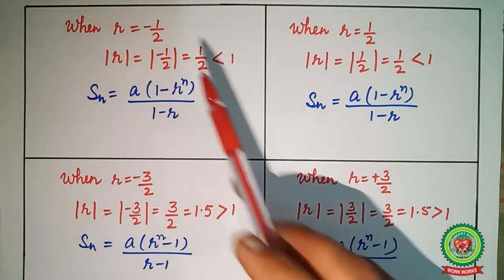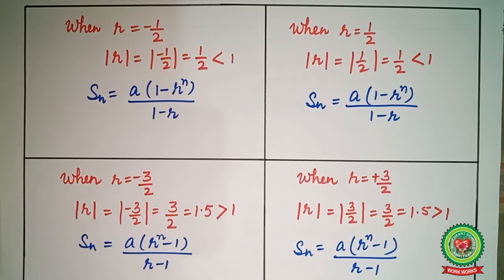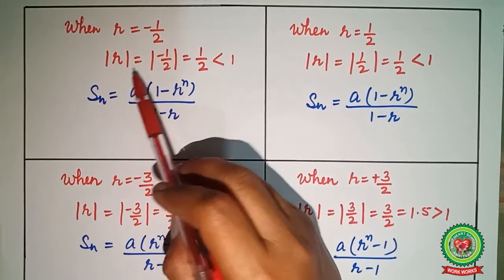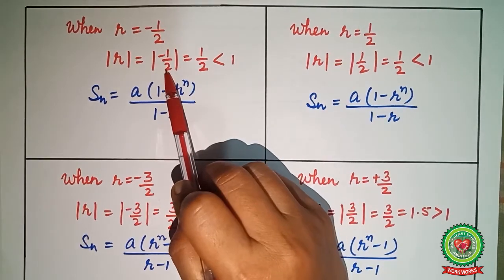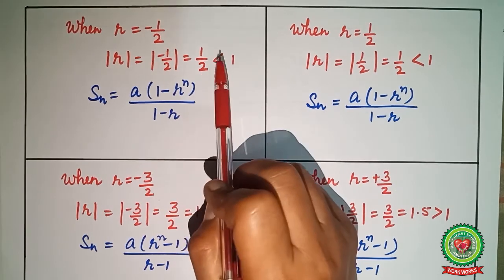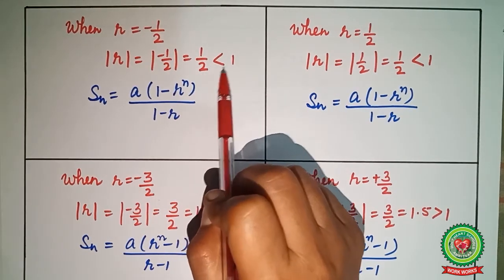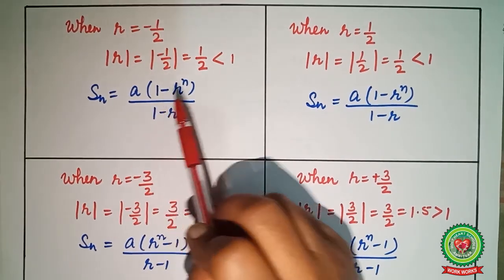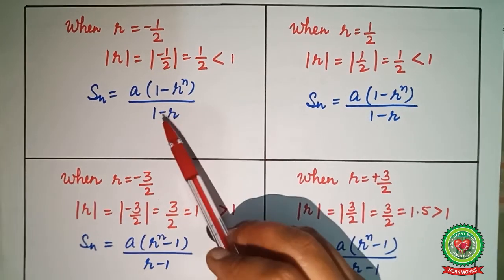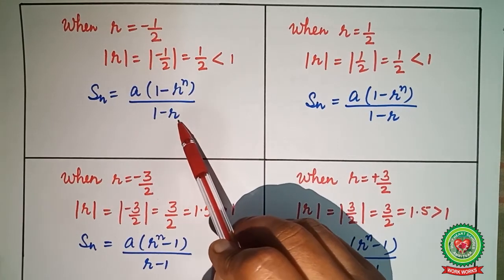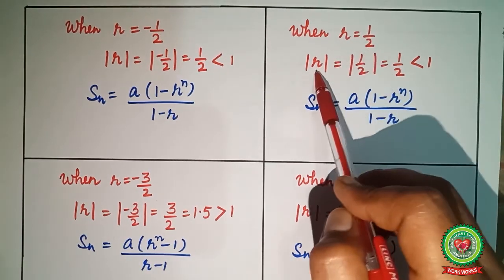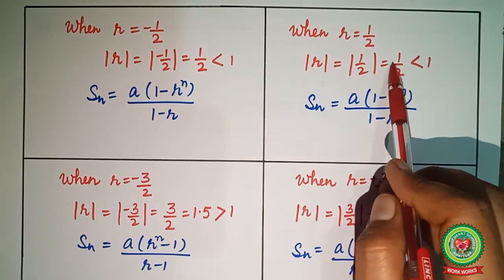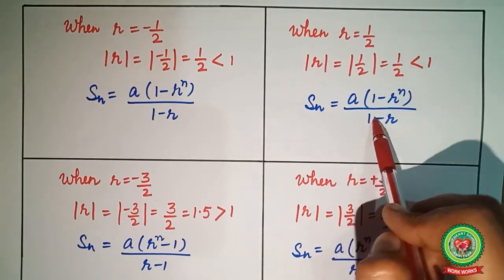For example, in the first case, I have taken R equal to minus 1 by 2. Now we will consider its modulus value. Mod R is equal to mod of minus 1 by 2, which equals 1 by 2. Mod changes its sign, so it becomes positive. And 1 by 2, that is 0.5, is less than 1. So we will apply the formula Sn equals A multiplied by 1 minus R raised to power n upon 1 minus R. Similarly, when R is equal to 1 by 2, it is already positive, so when you take the mod it is 1 by 2, which is less than 1. Again we will apply the same formula.